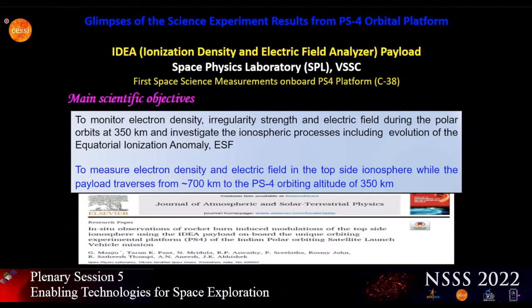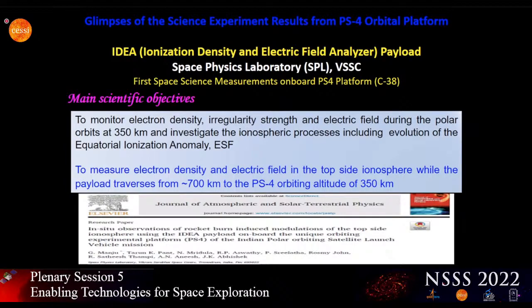The basic purpose was to monitor electron density, irregularity strength, and electric field during the polar orbits at 350 km and investigate the ionospheric processes, including the evolution of the equatorial ionization anomaly and ESF, depending on the available data. This was the main objective. And it was also to measure the electron density and electric field at the top side of the ionosphere while the payload traverses from around 700 km to the PS4 orbiting altitude of 350 km. This was the intended thing.